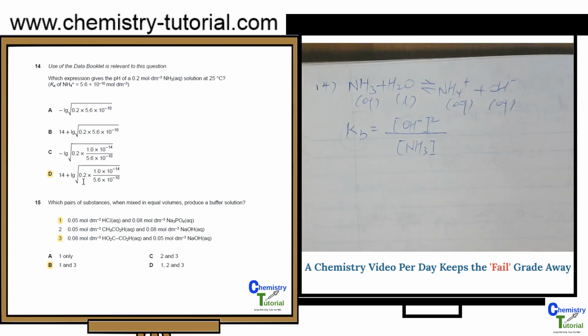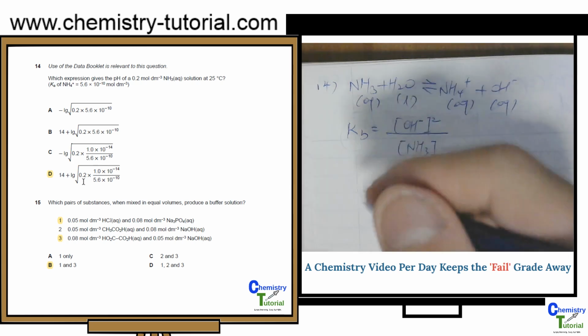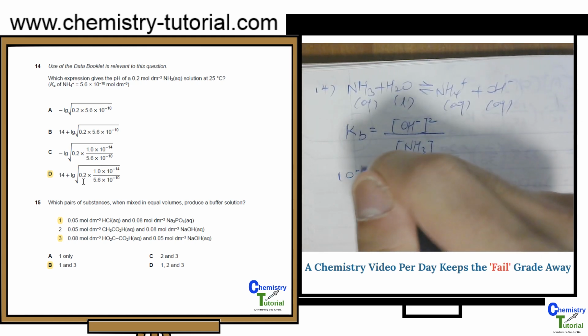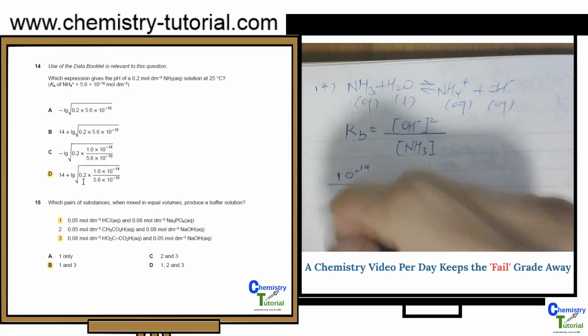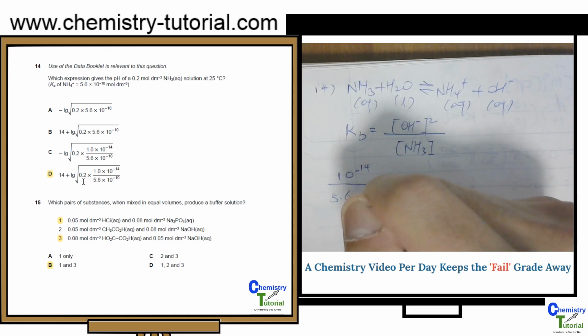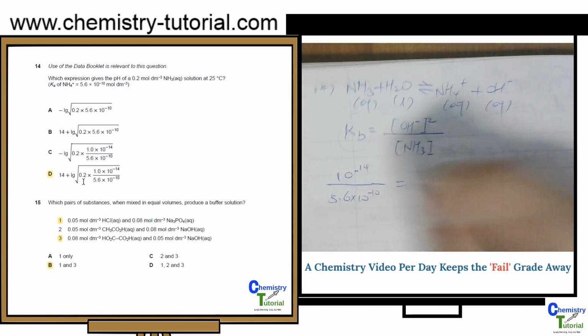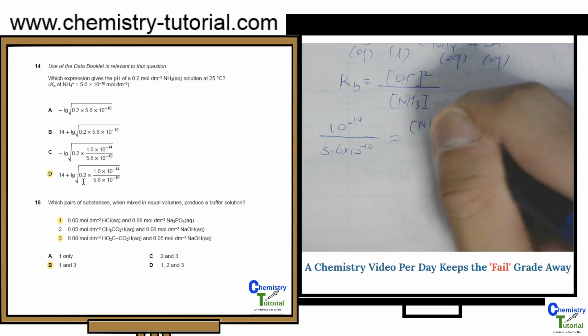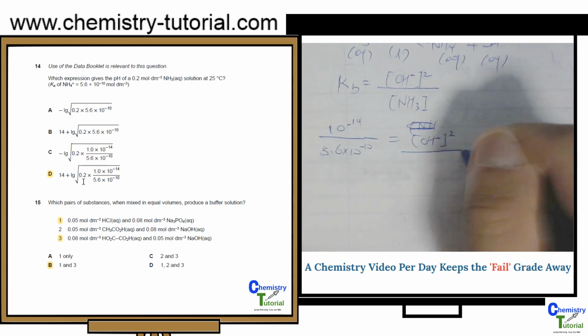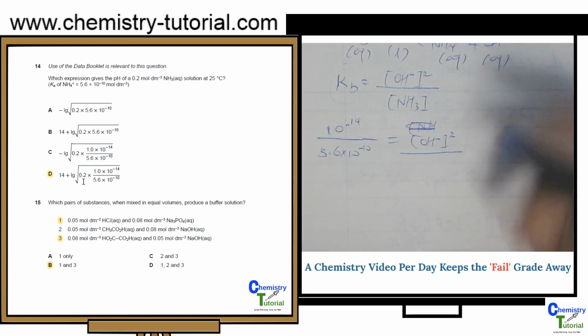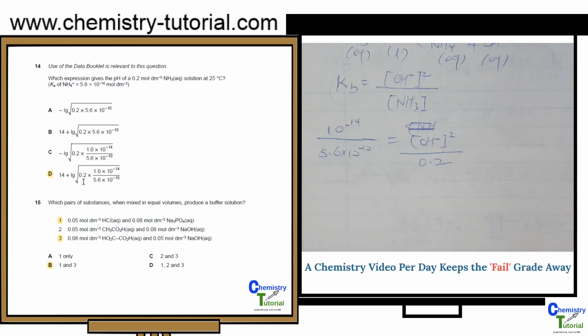But unfortunately, we are given the Ka value instead of Kb. But if you realize that Ka times Kb equals Kw, and at 25 degrees Celsius Kw is 10 to the power of minus 14, that means Kb will just be 10 to the power of minus 14 over 5.6 times 10 to the power of minus 10. That is your Kb value, which equals OH- squared over the concentration of NH3, which is told to us as 0.2.